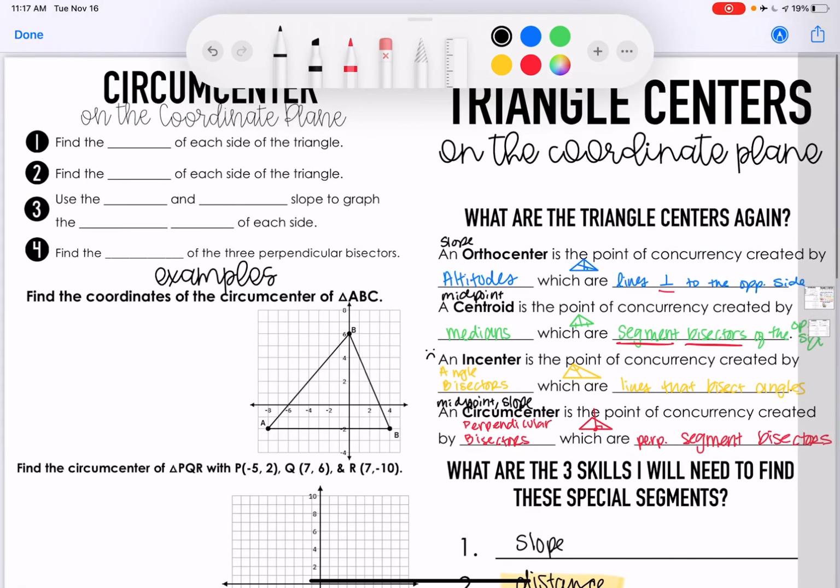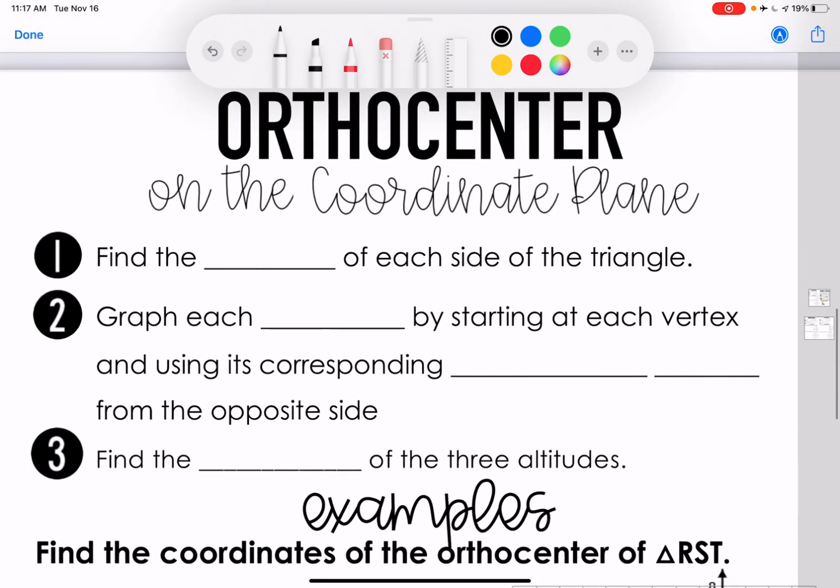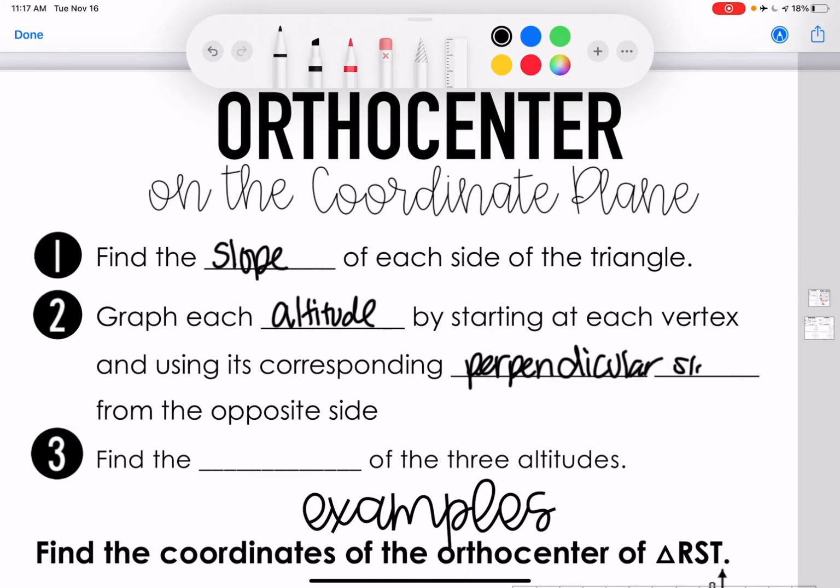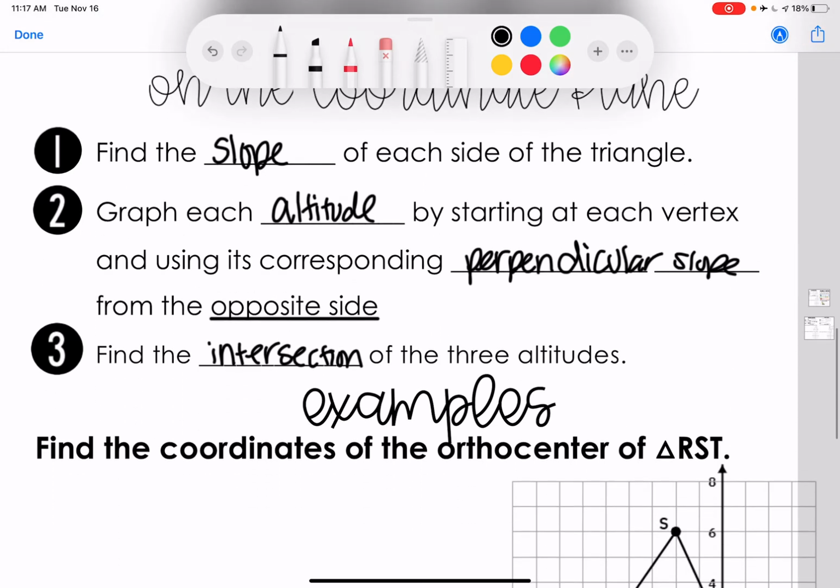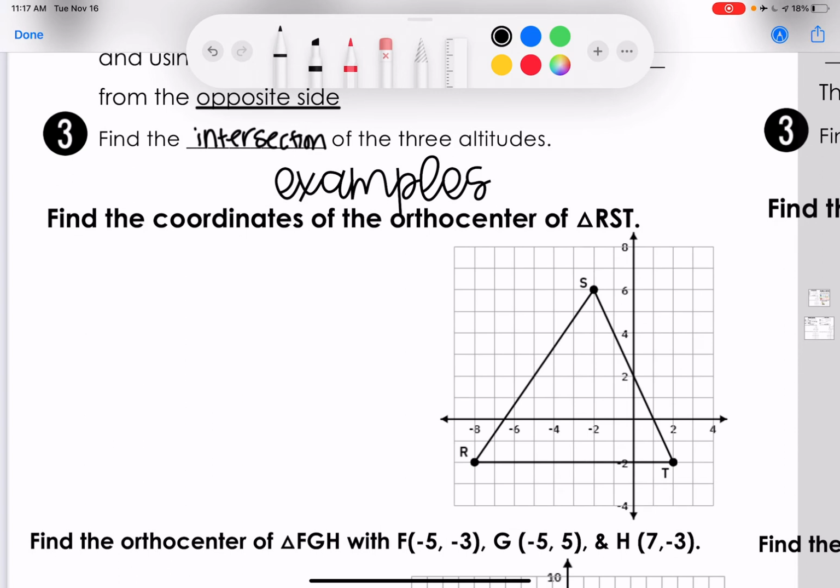So, let's try it. We're going to do orthocenter first. Orthocenters, remember, they are with altitudes. And so the first thing you have to do in order to find something that is perpendicular on the coordinate plane, you need to find the slope of that line, or in this case, each side of the triangle. You're going to graph each altitude by starting at each vertex and using its corresponding perpendicular slope. And you're going to do it from the opposite side. And then in order to find the orthocenter, remember it's the point of concurrency of three altitudes. That means it is the intersection of the three altitudes.